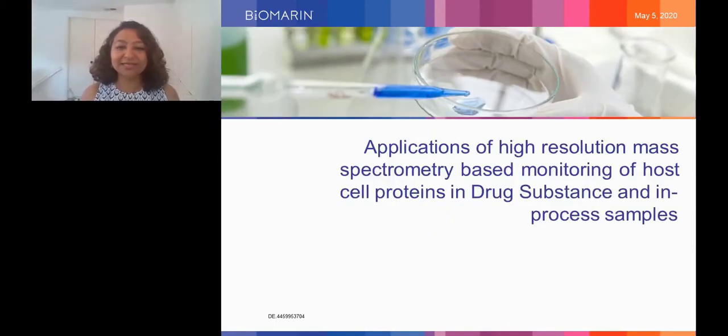So let's focus a little bit on what kinds of applications this technology can help. Host cell proteins are obviously monitored, as I explained, in drug substance, but also in in-process samples. And that's the beauty of mass spec that is hard to do with ELISA. With mass spec, you can go all the way up to the harvest and understand how the sample and the content of the sample is changing through the purification process.